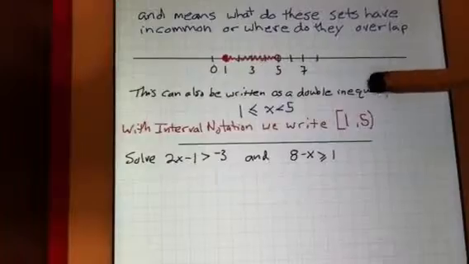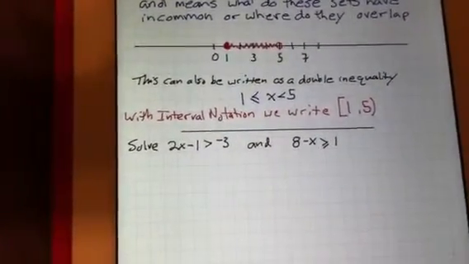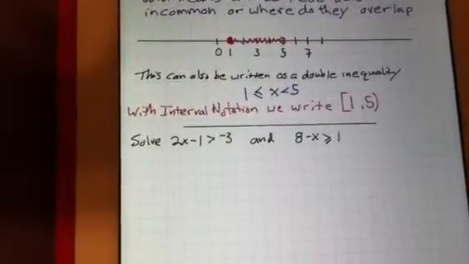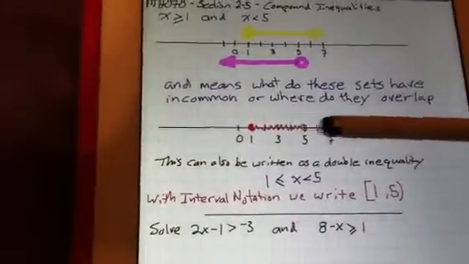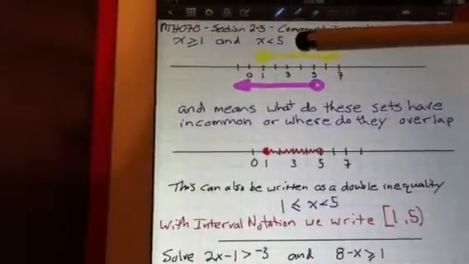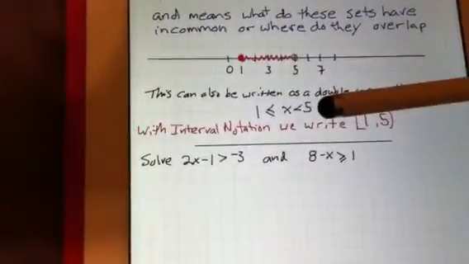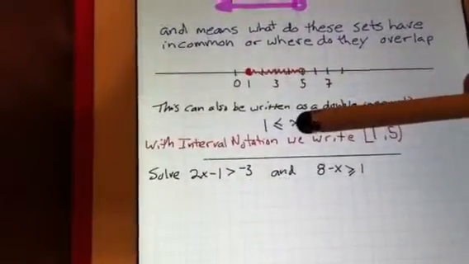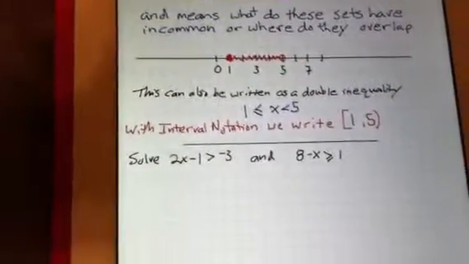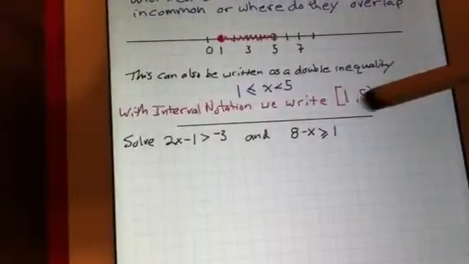So the bracket means I can use 1, the parenthesis means I can't use 5, but they're both boundaries. So that's the interval notation version. So there's 3 ways to describe this interval. As a compound inequality, x is greater than or equal to 1 and x is less than 5. As a double inequality, where we read again from the variable, x is greater than or equal to 1 and less than 5. Notice that the way I read this is the same way it's stated right there. And I could also write it in interval notation.